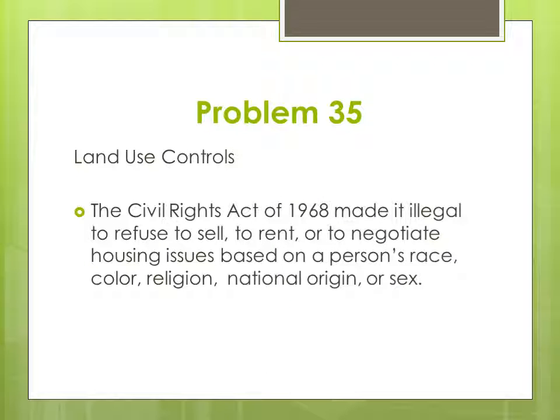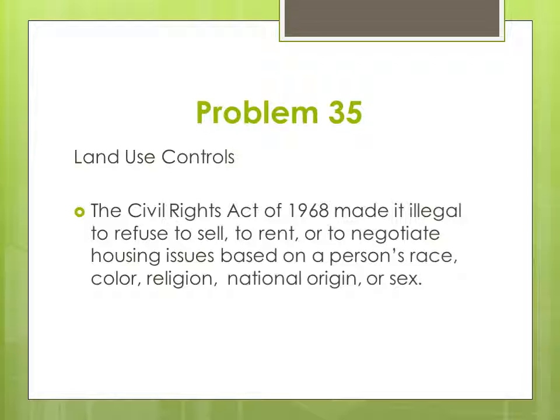Problem 35 is dealing with land use control. The Civil Rights Act of 1968 is commonly known as the Federal Fair Housing Act, and the act makes illegal the refusal to rent to someone because of, and the answers are marital status, disability, age, or country of origin.